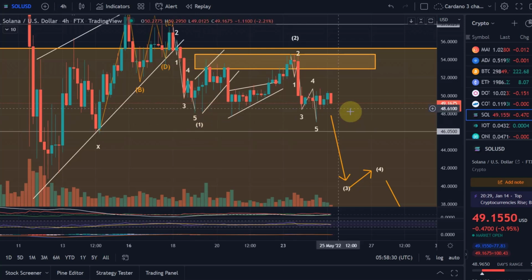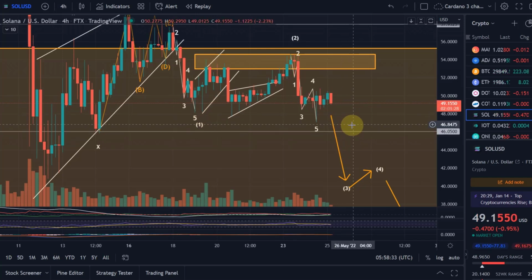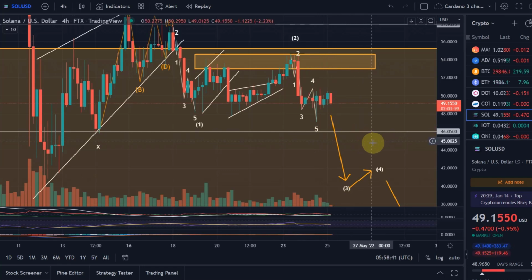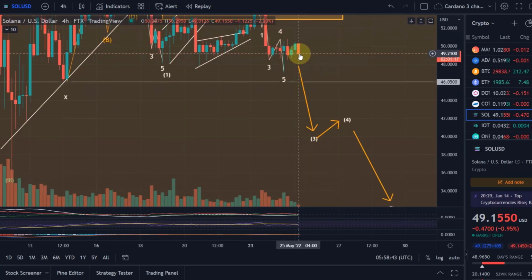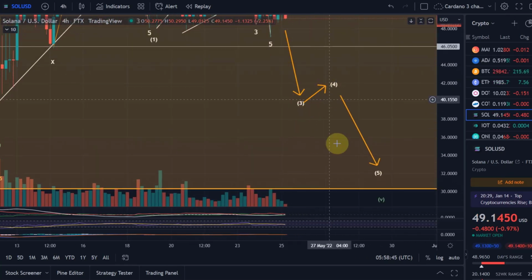That would confirm my view that we are coming down a bit lower, and the $46 and $47 levels are key support levels where we will probably find support. But if they get broken, they will confirm this scenario. Primary expectation is that we go down further from here and follow this roadmap on the chart. All right, that is my view about Solana.